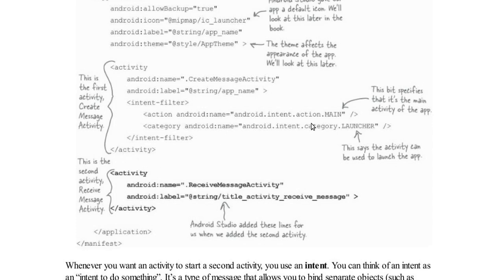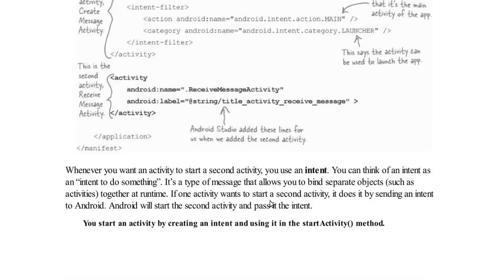So that's why here its category is android.intent.category.LAUNCHER, and it is our main activity. For the main activity we have to define these two properties under the intent filter, and second we have to also define our second activity, that is the receive message activity. And you see here the label, you don't need to define the label, but here we have defined it, otherwise Android will automatically add some label.